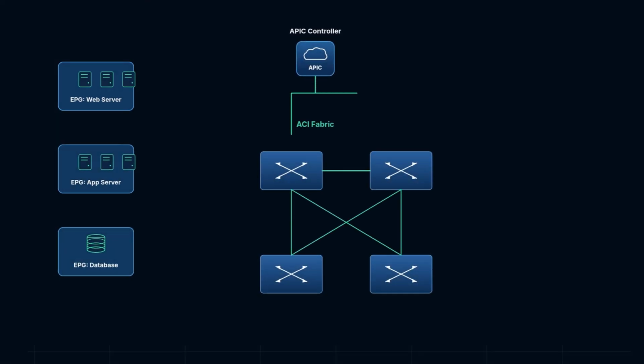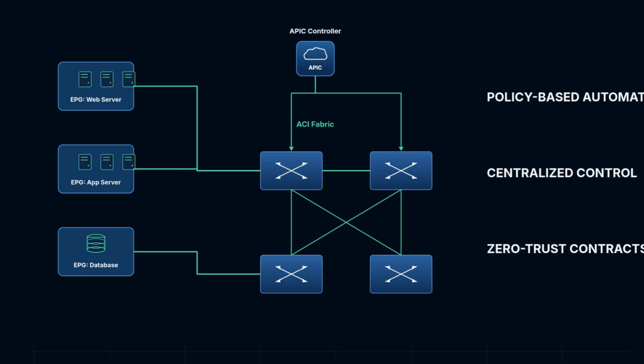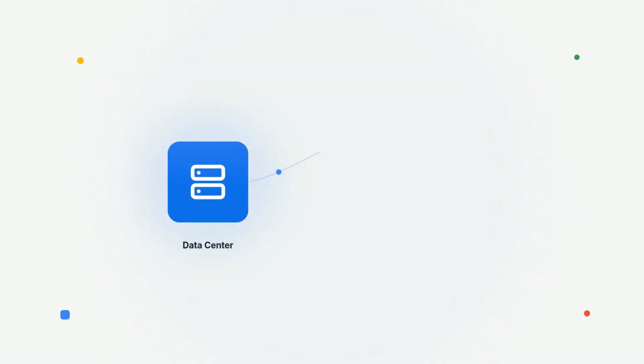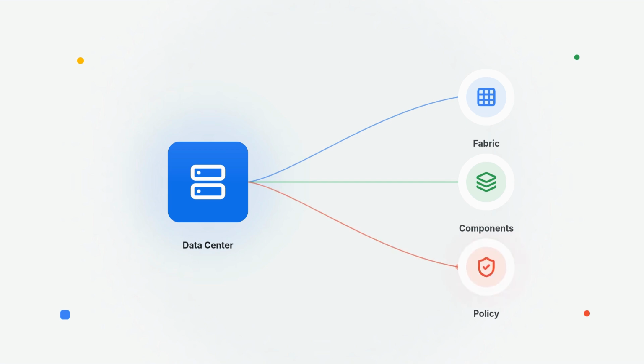It shifts you from box by box configuration to a policy based operating model. In this video, we'll build a clear mental model for Cisco ACI: why it exists, how the architecture fits together, and how the policy model changes operations. You'll see what the fabric is, how the main parts work together, and why policy changes the way you run the network. We'll keep this practical and stay focused on the architecture and the operating model.